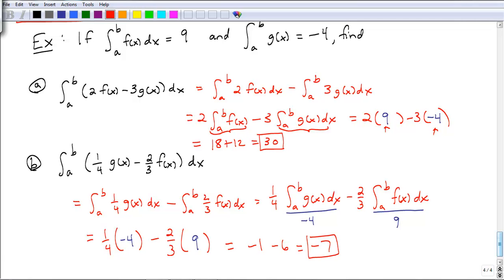So notice, if I'm just giving you functions, you can use these integral properties to simplify it, and then you can find the area.